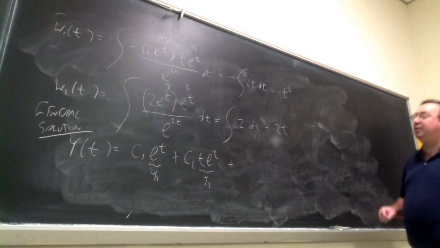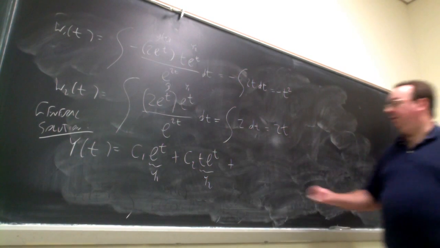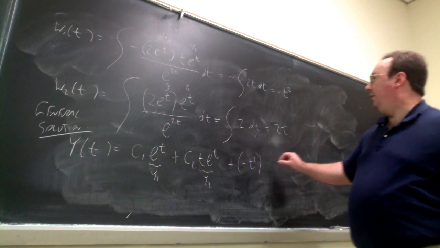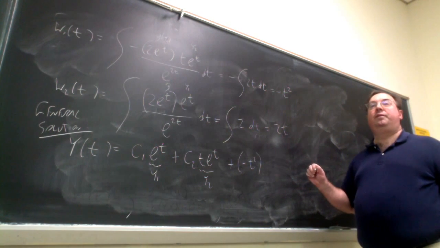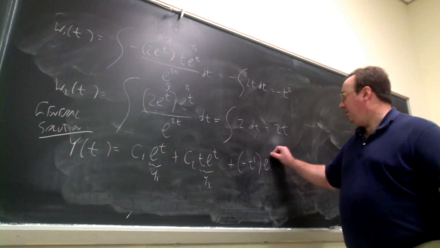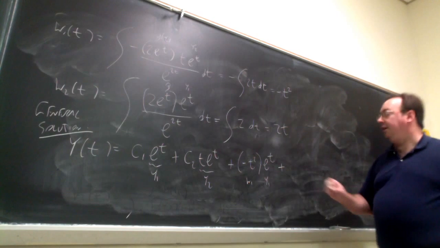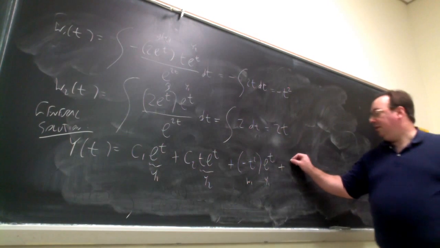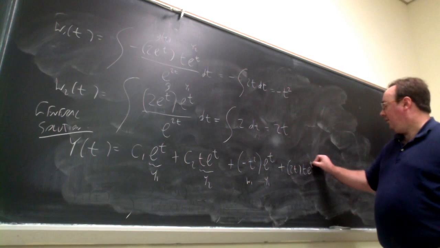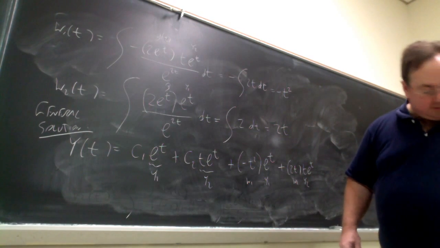Plus negative t squared e to the t, so we have w1 y1, okay? Plus 2t, t e to the t, yeah, so w2 y2. Okay.